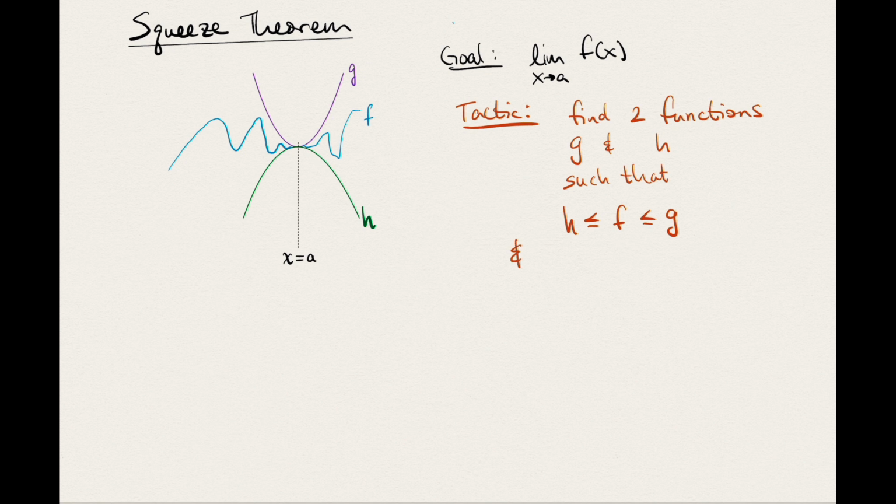These h and g functions that bracket the function f need to have another characteristic, which is that their limits at a are the same. You can sort of think of this as they meet at x equals a. We have the function f, that's the blue wavy thing. It's too hard for us to work with. So we have to build two functions g and h that bracket f, and they go to the same place at x equals a. They squeeze f.